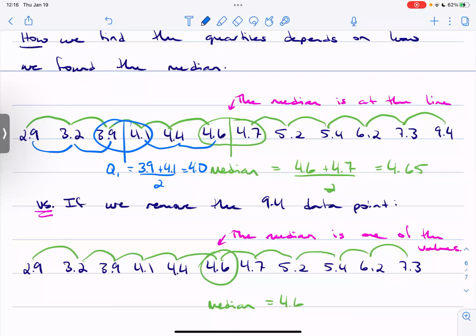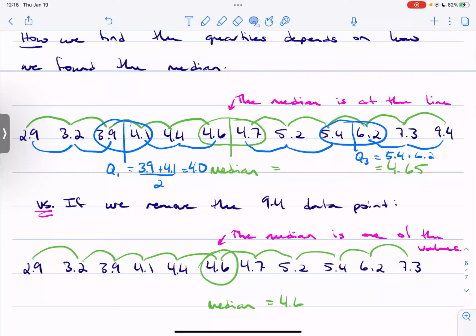Same thing with Q3. Right now, we're just doing it with the upper half, but again, the median is at the line. And so I'm allowed to use these values. Q3 is 5.4 plus 6.2 divided by 2, which is 5.8.